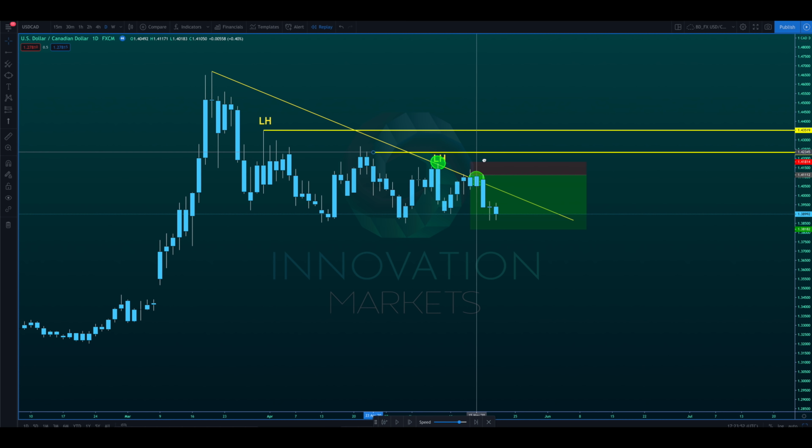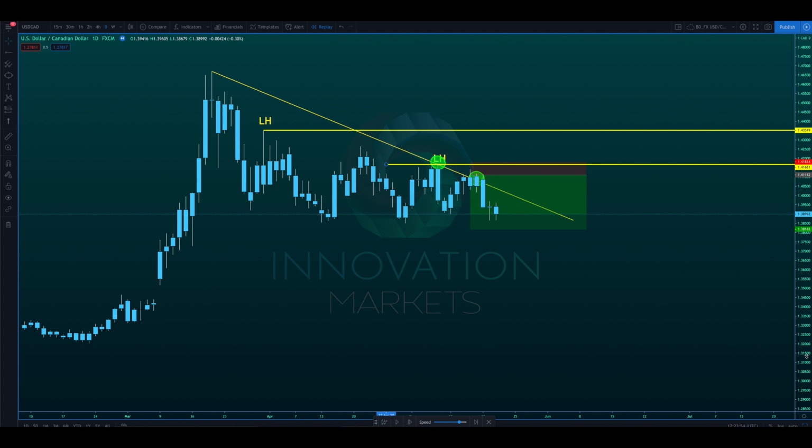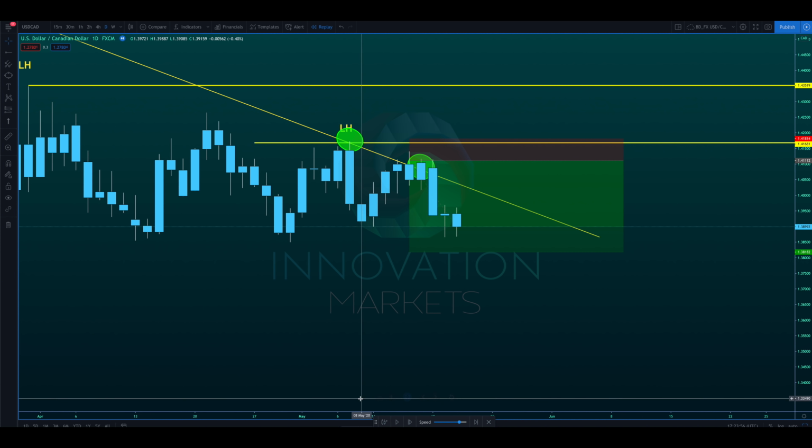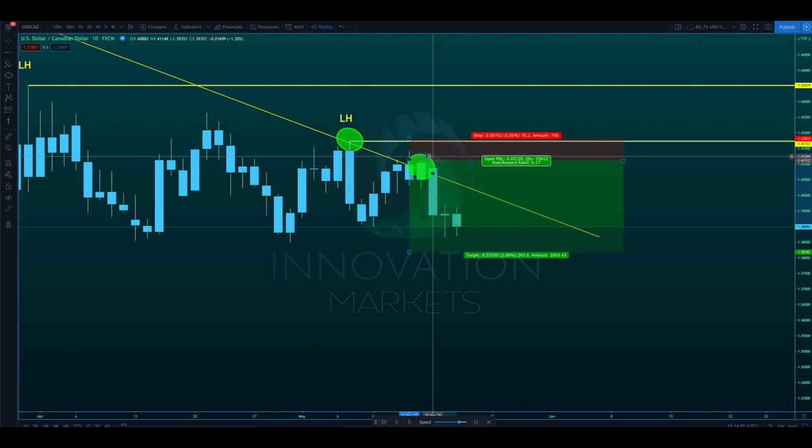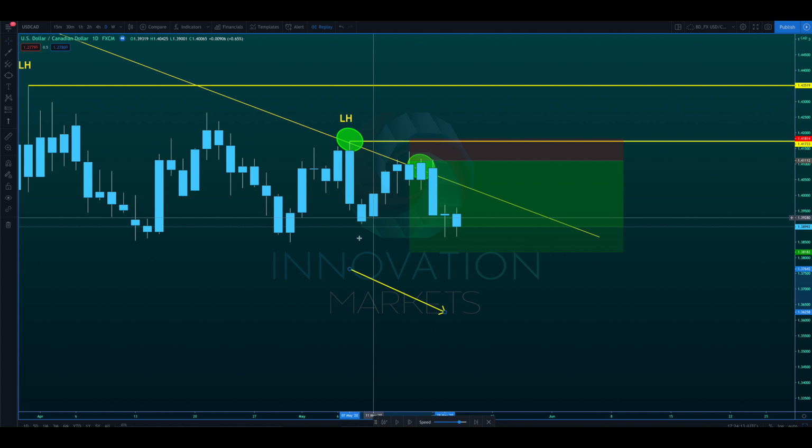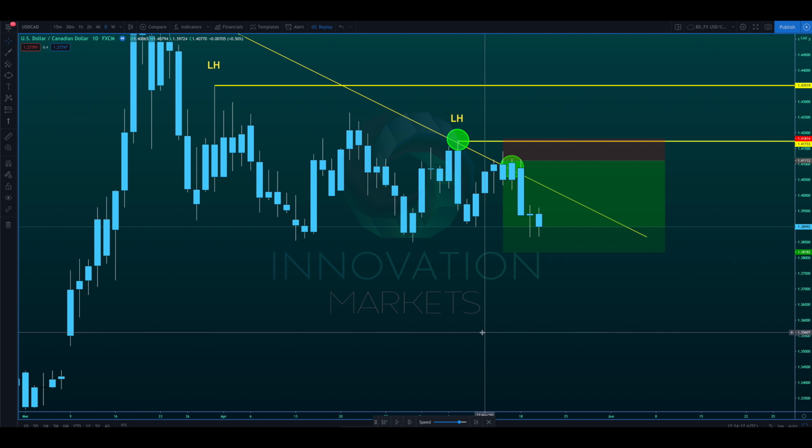As long as price stays below this lower high, it means that we're still in a downtrend. So let's zoom in here. When price comes up for that third touch, as long as it stays below this level, we're still in a downtrend. Whereas if we broke above this lower high, it would mean we'd be looking at potentially going into an uptrend. Let me just move this out of the way.